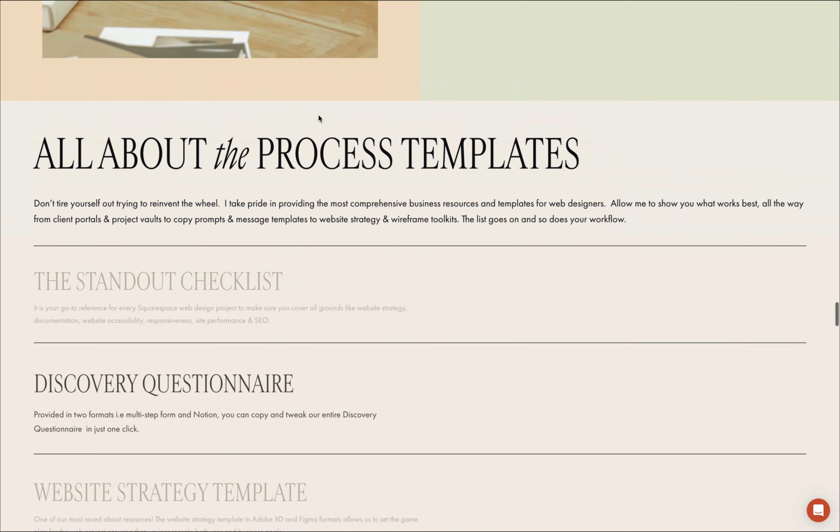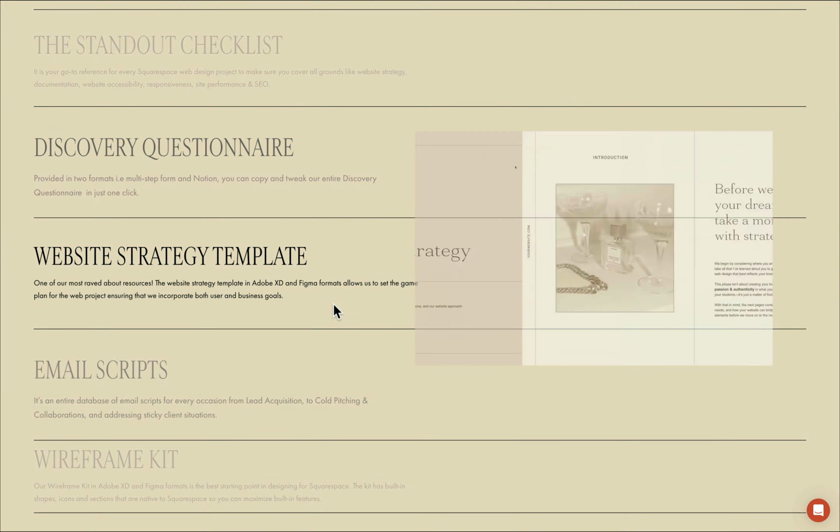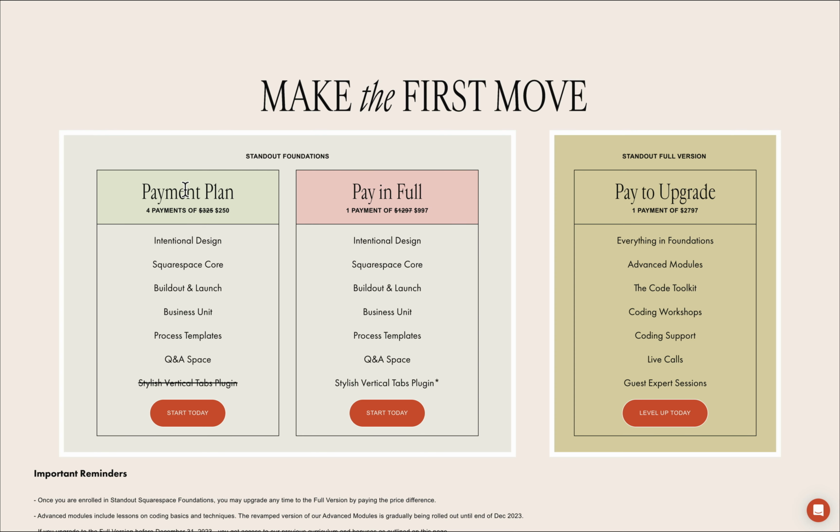So in this course of mine, Standout Squarespace Foundations, I have this pricing plan section. I have this for payments of $250. Then I have this option to pay in full at $997. Then I have a packaged option. This is more of a bundle of my foundations lessons and my advanced lessons. So I'd like to demonstrate how I would set it up in Squarespace Courses.